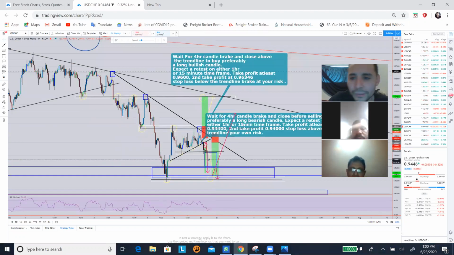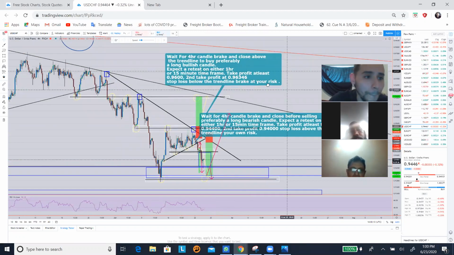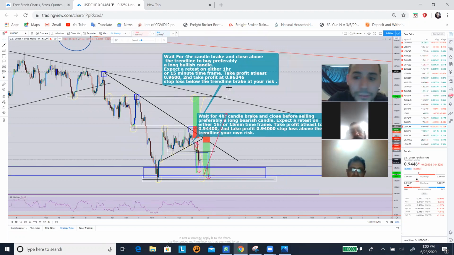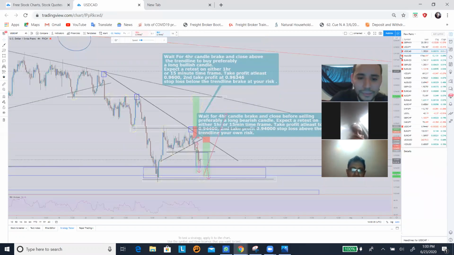Not only that, but the dollar's been weak, right? So coming in from the fundamental side of it, then it's weak. So let's look at USD CAD.